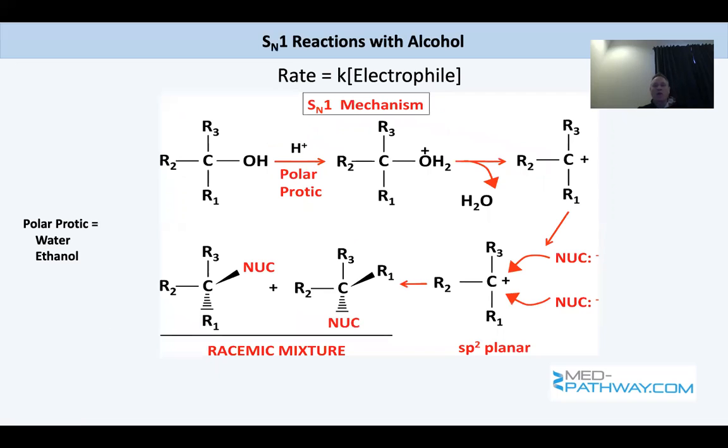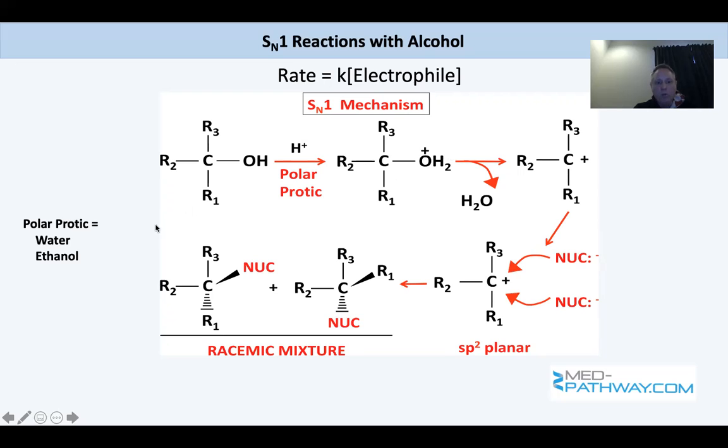The first one is called the SN1 reaction, for substitution nucleophilic first order. Here's the rate law. It's k times the electrophile. Okay, this is the SN1 mechanism. So here we have an alcohol with 3 different R groups bound to it, R1, R2, R3. And in a polar protic solvent, what we can do is generate this positively charged oxygen, and this will leave as water, forming a carbocation.